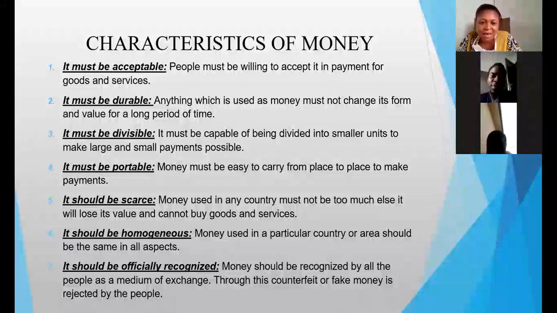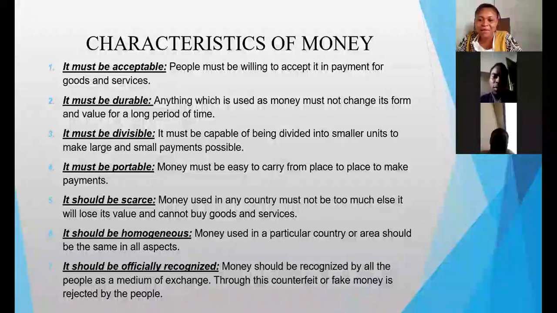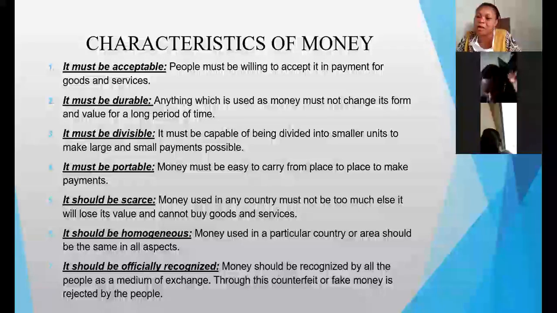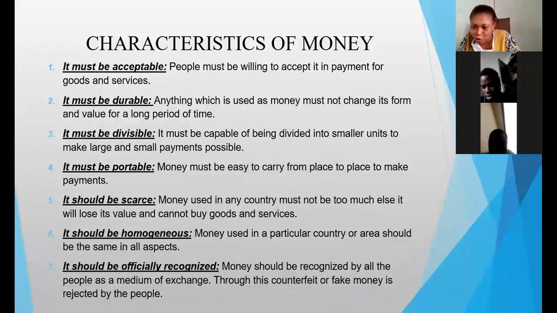Okay, I'm saying that money should be scarce. What this means is that money used in any country must not be too much, else it will lose its value and cannot buy goods and services. And then I was giving an example that if money is so common, you don't suffer before you get it, will you worry yourself and say you are coming to school to learn and become a great person? Because all this thing we are doing is about money and the future. So if money is not scarce, we'll not struggle. So money must be scarce so that it shouldn't lose its value.